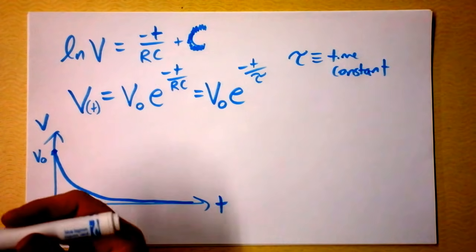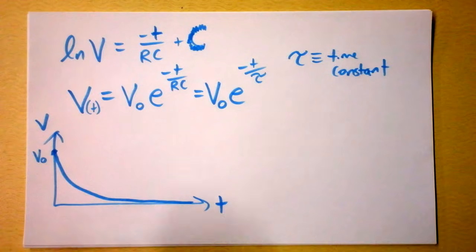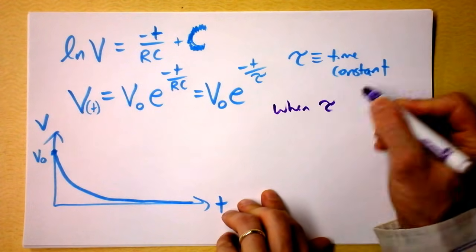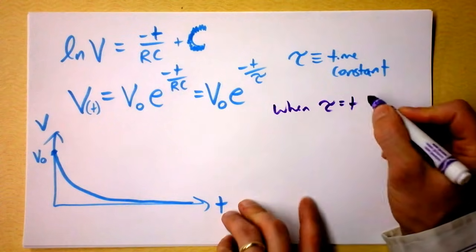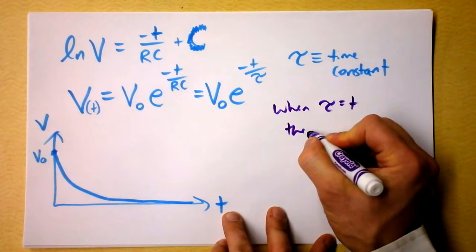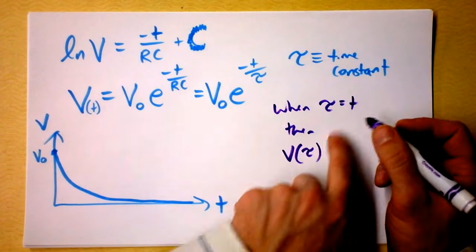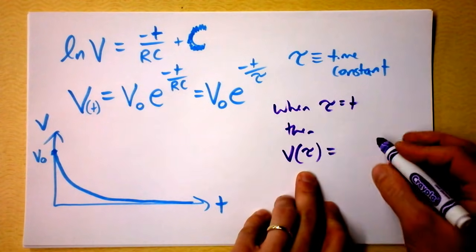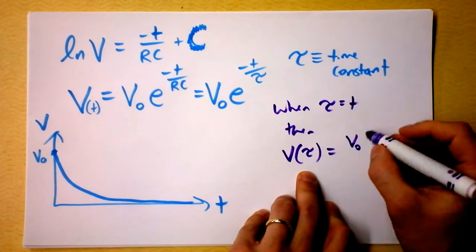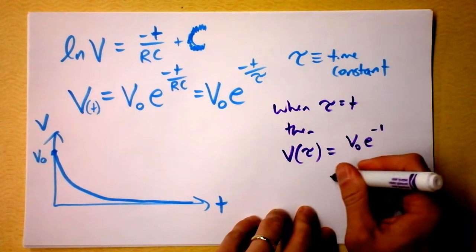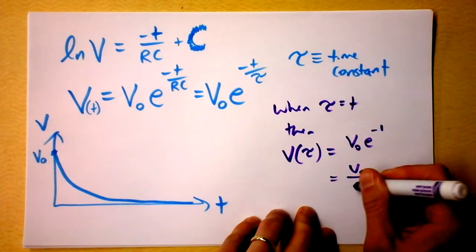So the beautiful thing about exponential functions is that when tau equals t, then v as a function of time, at the time t equals tau, I would get that to be V naught times e to the negative what? e to the negative 1, which is V naught divided by e.